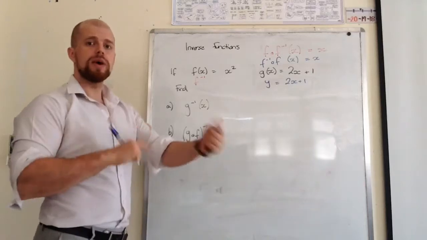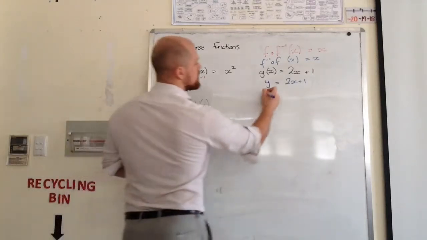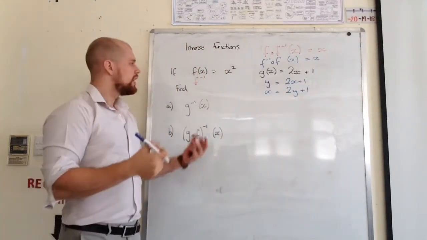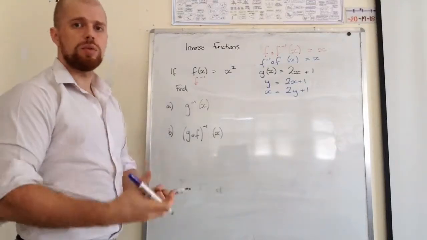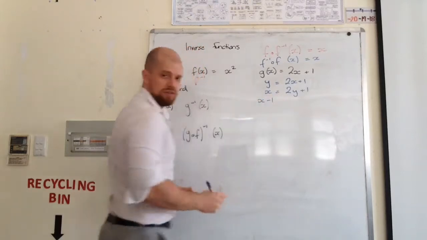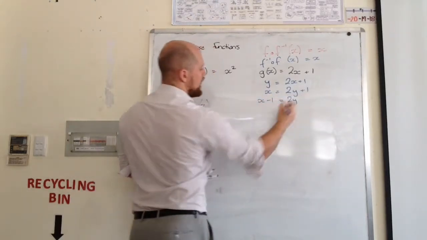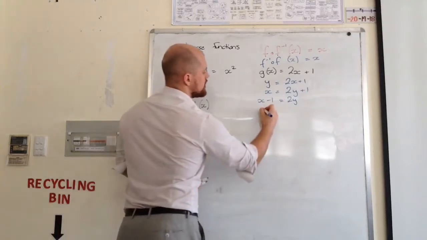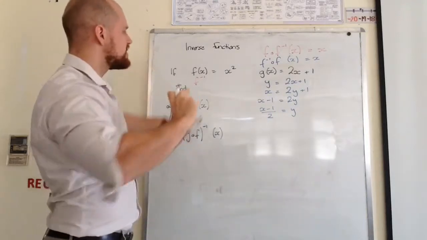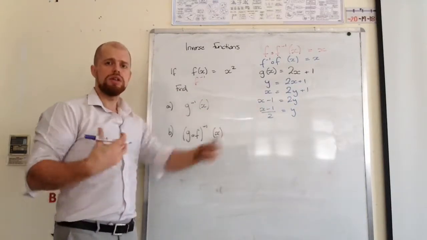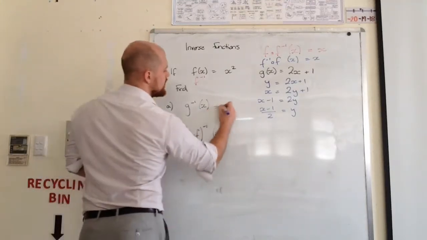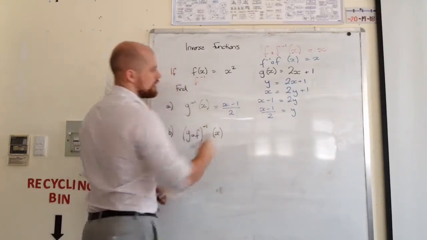First step, switch x and y over. So x equals 2y plus 1. Now I'm going to rearrange for y. I'm going to make y the subject. So if I take 1 off, I get 2y. And if I divide by 2, I get y. And actually, if you think about what I just said, I had to take 1 away and then divide by 2. So that's how you find the inverse. The inverse of 2x plus 1 is take off 1 and divide by 2.